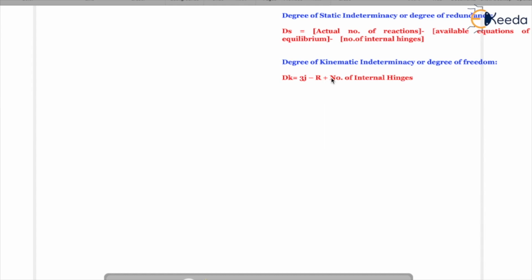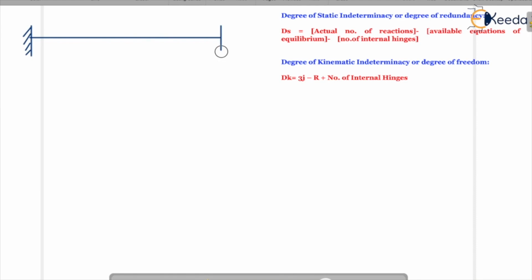Let's consider the first beam. We are considering a fixed beam with an internal hinge. So this particular beam has an internal hinge. Now let us calculate ds. Different textbooks may refer to it differently. It is nothing but the degree of static indeterminacy, so some people write DOSI, or you can write DSI.